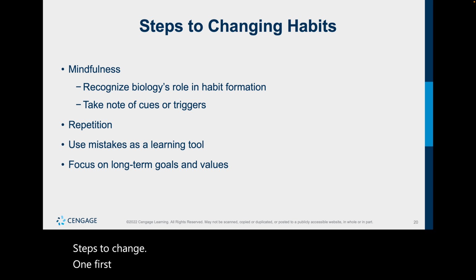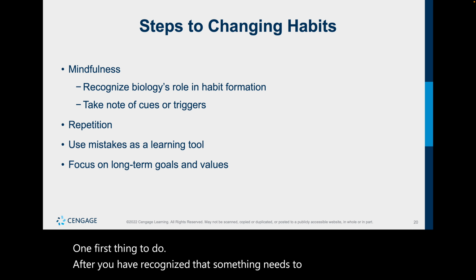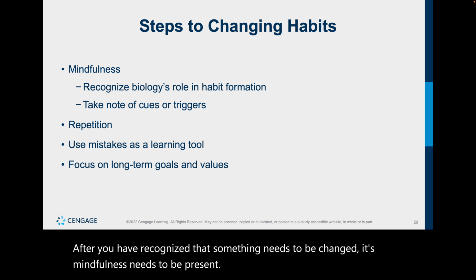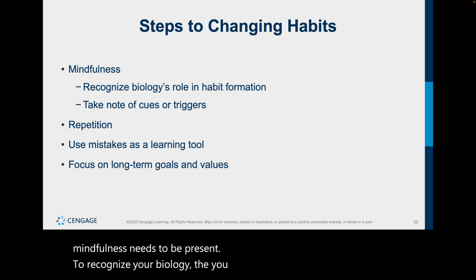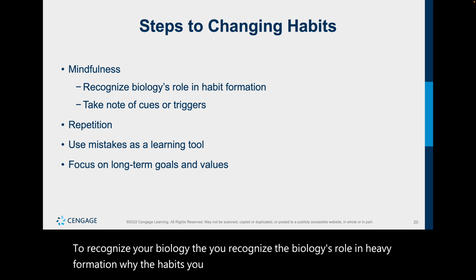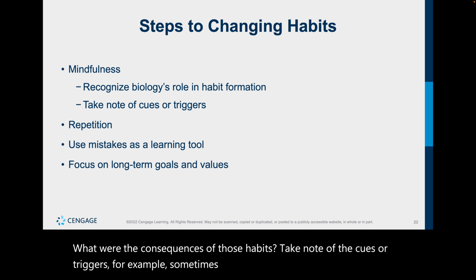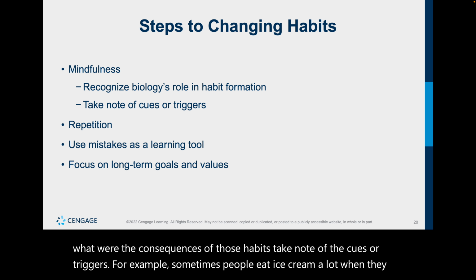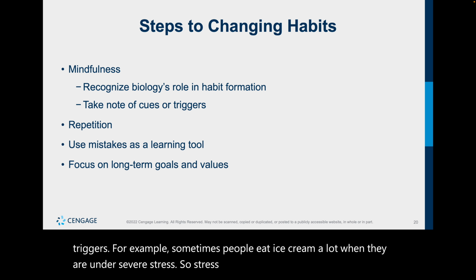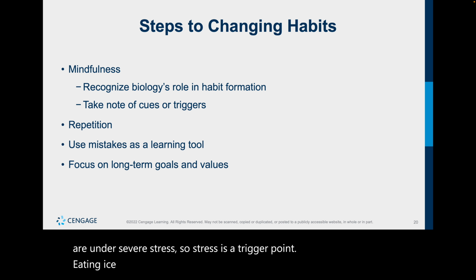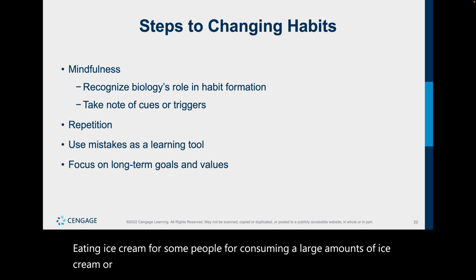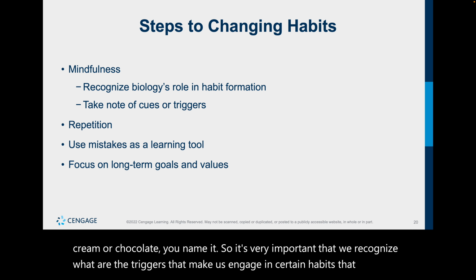One first thing to do after you have recognized that something needs to be changed is mindfulness. It's to be present. To recognize the biology's role in habit formation. Why the habits you have were formed and how they resulted. What were the consequences of those habits? Take note of the cues or triggers. For example, sometimes people eat ice cream a lot when they are under severe stress. So stress is a trigger point for consuming large amounts of ice cream or chocolate, you name it. So it's very important that we recognize what the triggers are that make us engage in certain habits that we know need to be changed.